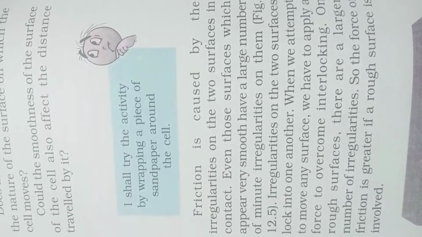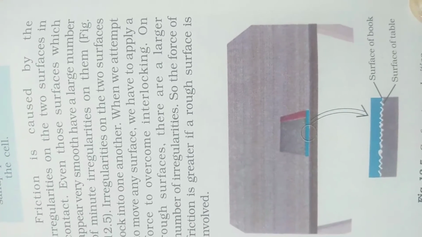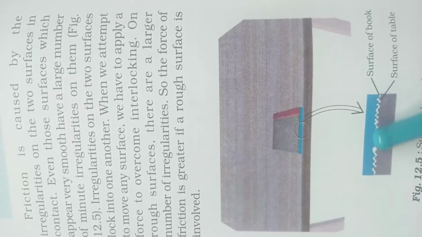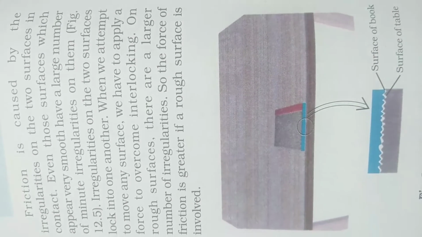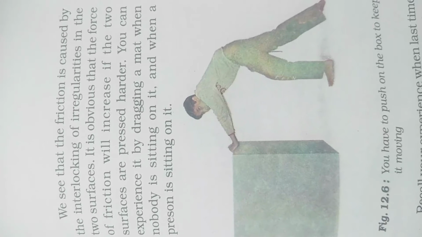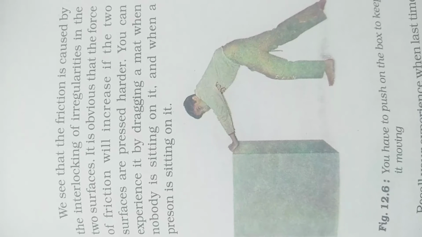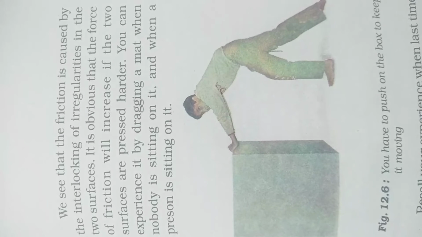So here one figure is shown to you, the surface of a book and the surface of a table. So see here, one table is there and a book is kept on that table. If the surface is in this way, it will be difficult to move the book a long distance. Then there will be some irregularities to move the book because of the rough surface. We said that friction is caused by the interlocking of irregularities in the two surfaces. So interlocking means table and book. Between both there are some irregularities and interlocking to form the friction.